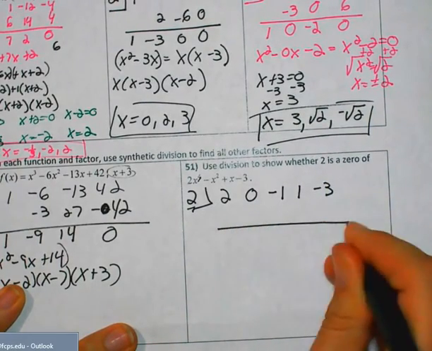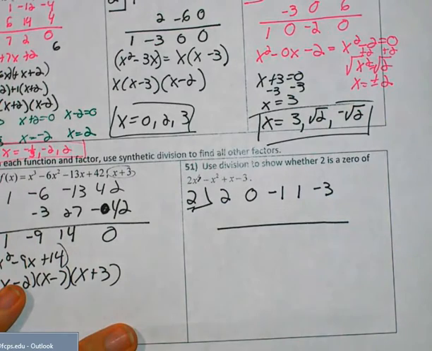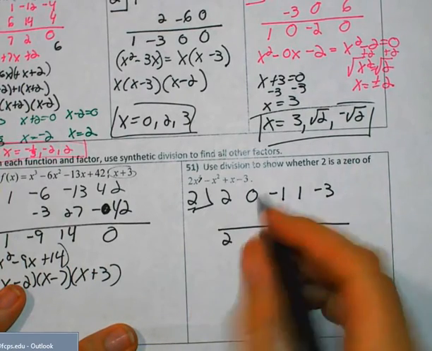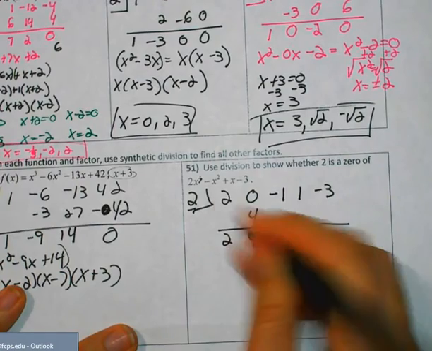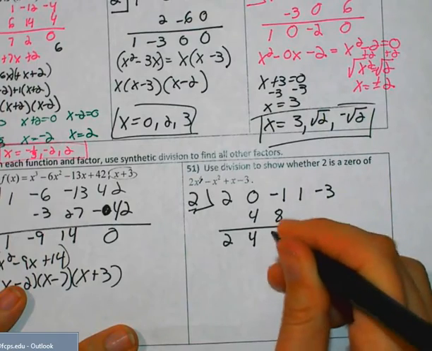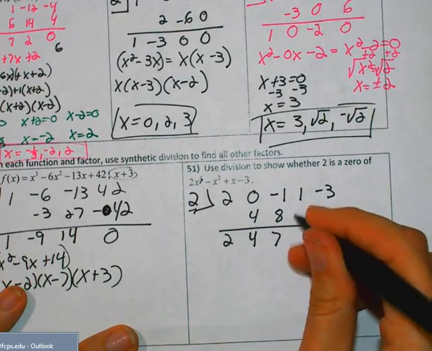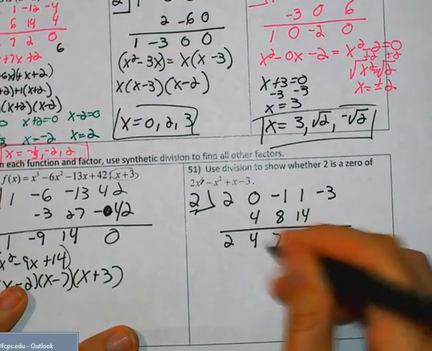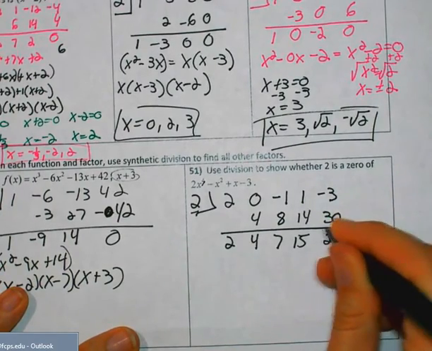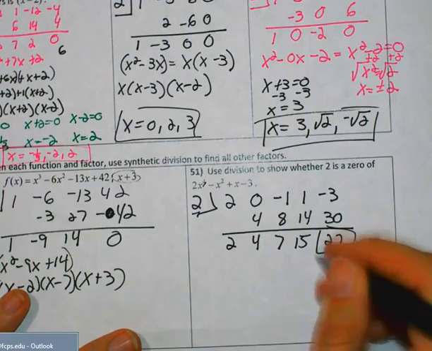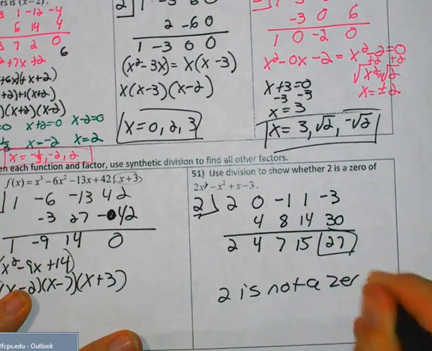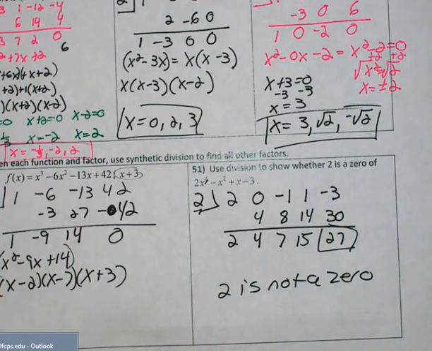So all this one is asking is whether 2 is a 0. I'm going to bring down my first coefficient. 2 times 2 is 4, and then add. Keep going, multiplying and then adding, multiplying and then adding, multiplying and then adding. Notice there is a remainder. If there's a remainder, then 2 is not a 0. If there was no remainder, then 2 would have been a 0. And that is it.